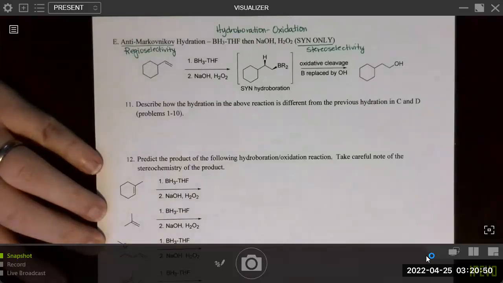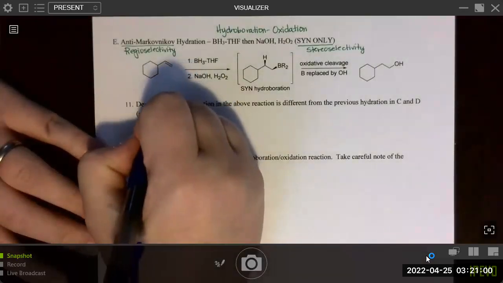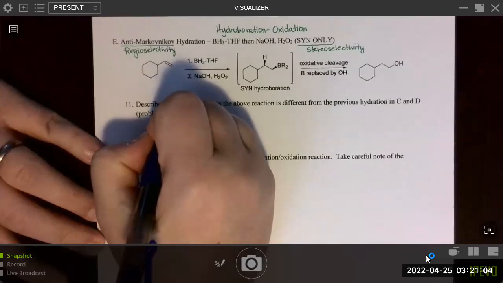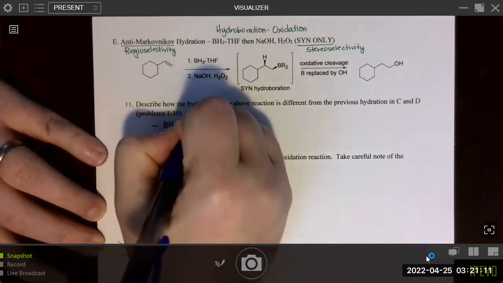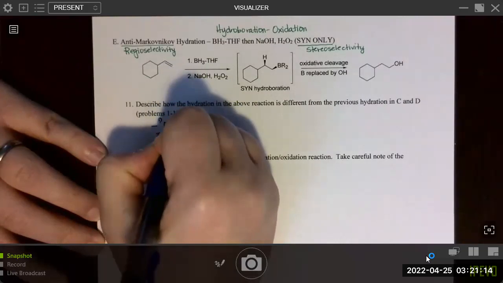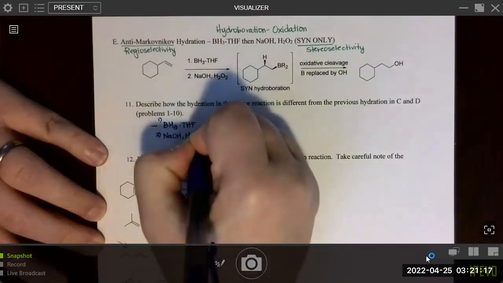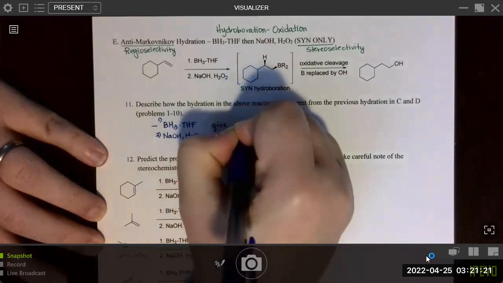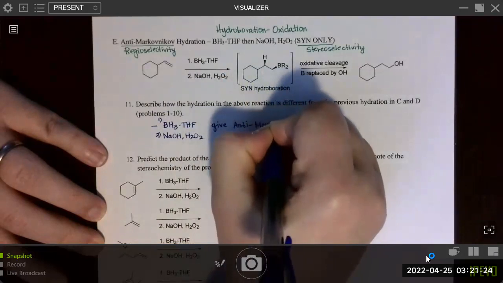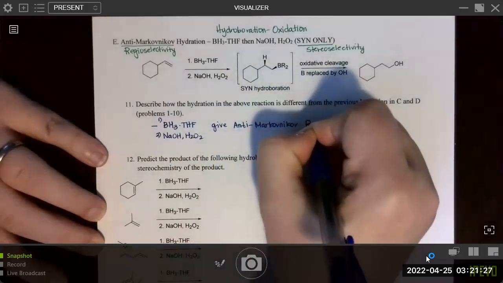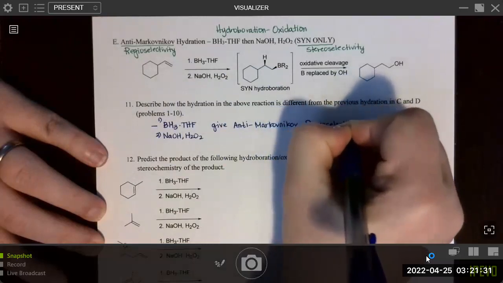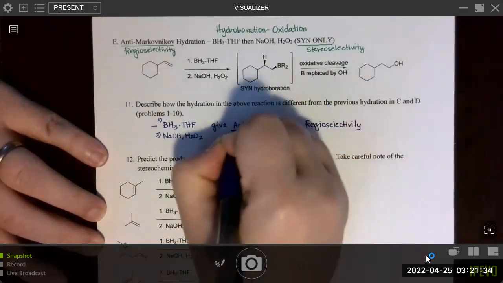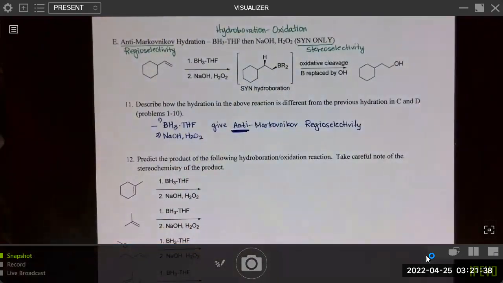Okay, so question. Describe how the hydration in the above reaction is different from the previous hydration in C and D. So we will write, these conditions give the anti-Markovnikov regioselectivity. Previously we were doing Markovnikov regioselectivity.